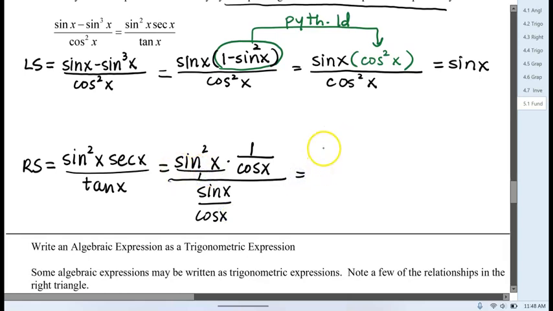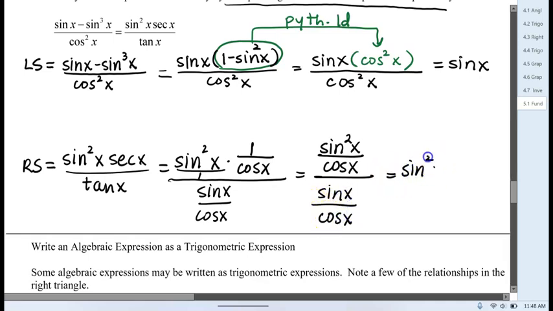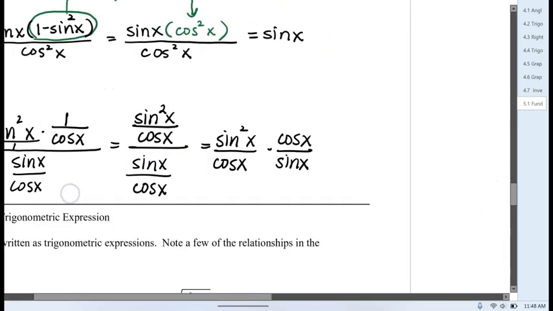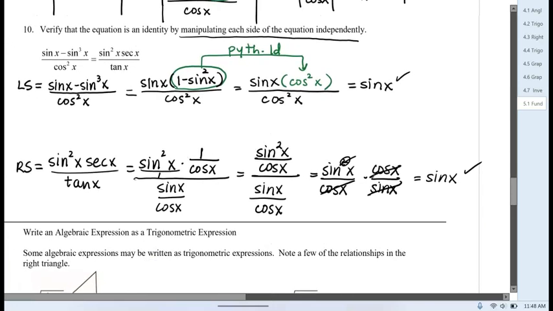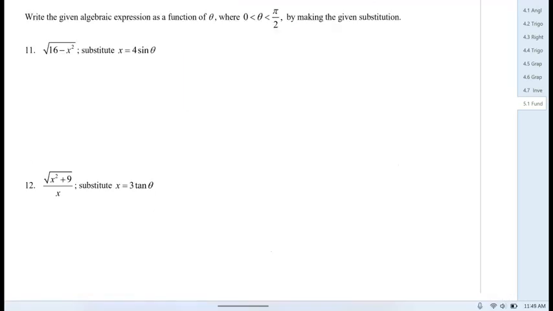The sine squared is sine squared over 1. So we'll multiply those fractions in the numerator straight across the top. In the denominator, I still have sine over cosine. We'll keep change flip because we are dividing fractions. And when we do that, we see that the cosines cancel, one of the sines cancel, and we're left with sine x. So because we get the same thing from manipulating both sides of the equation independently, we have established that identity.